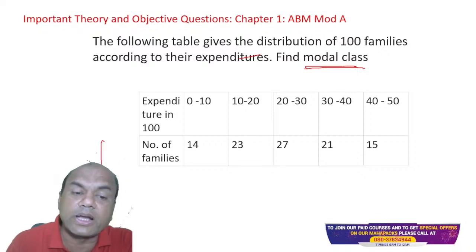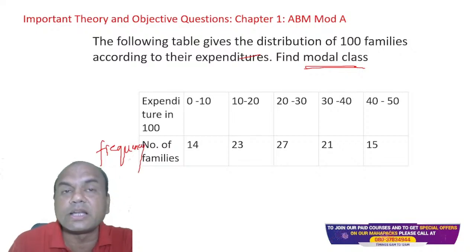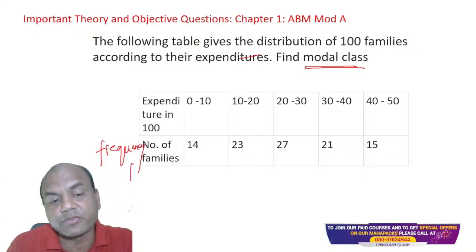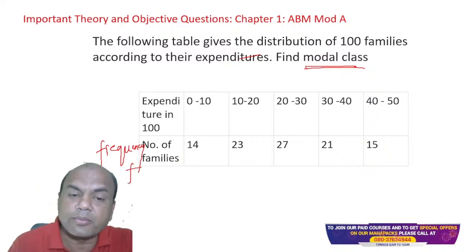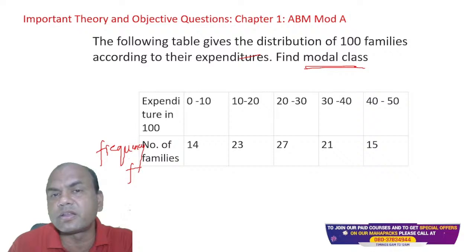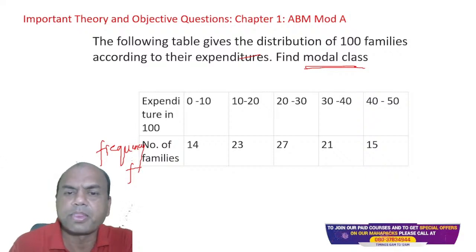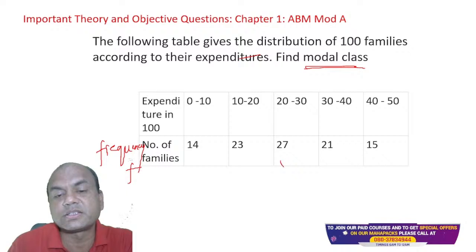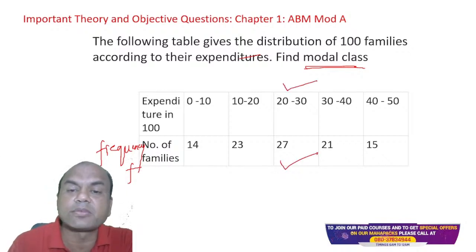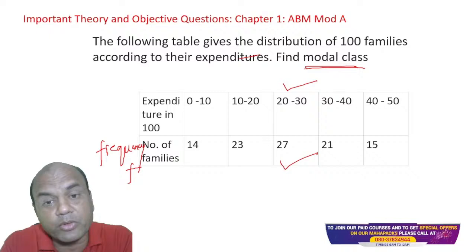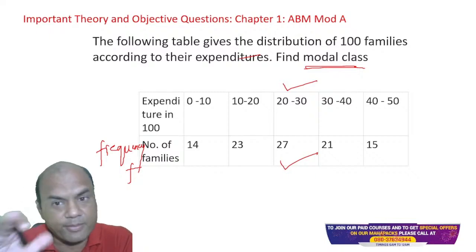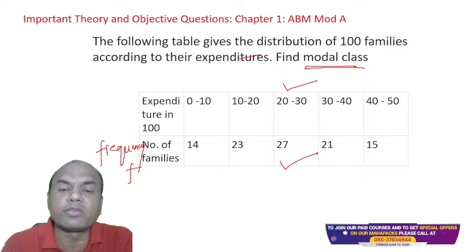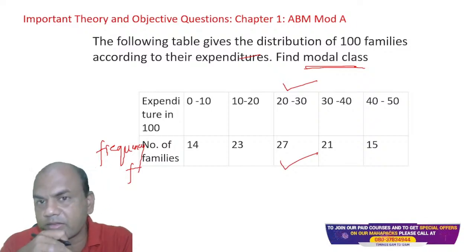Always you must be able to identify the frequency first. If you understand F, then it becomes easier. This is called F, frequency. So always it depends on frequency, which is the mode or which is the median or whatever it is. Mainly mode. So mode means what? Which is occurring the maximum number of times. So who's occurring the maximum number of times? 27. So which is the modal class? This is my modal class. Got it? Simple. Modal class, remember, it's always the one occurring the maximum number of times. Okay?